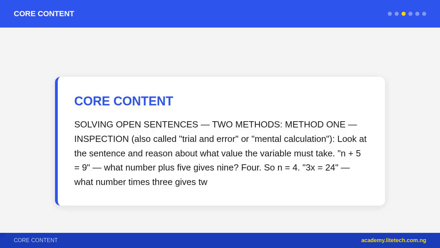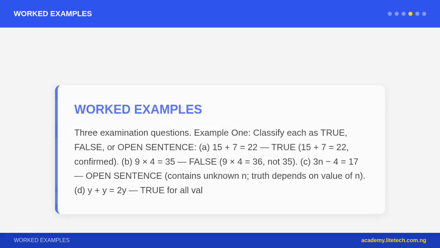Emeka has some mangoes. He gives away 9 and has 14 left. How many did he start with? Let m equal the number of mangoes at the start.